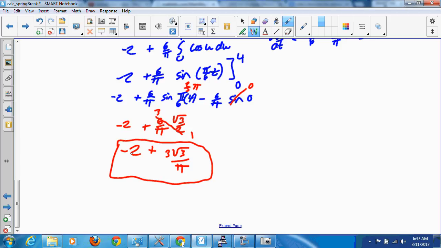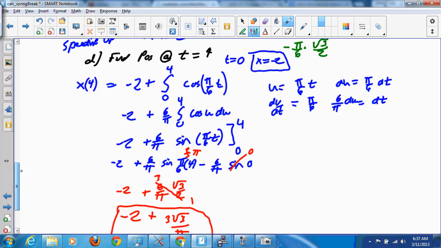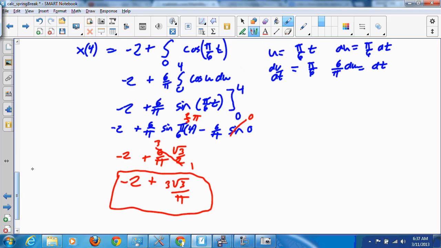Alright, so this is just an example of a non-calculator section. I'll do one with the calculator next, so you get a little practice with that too.